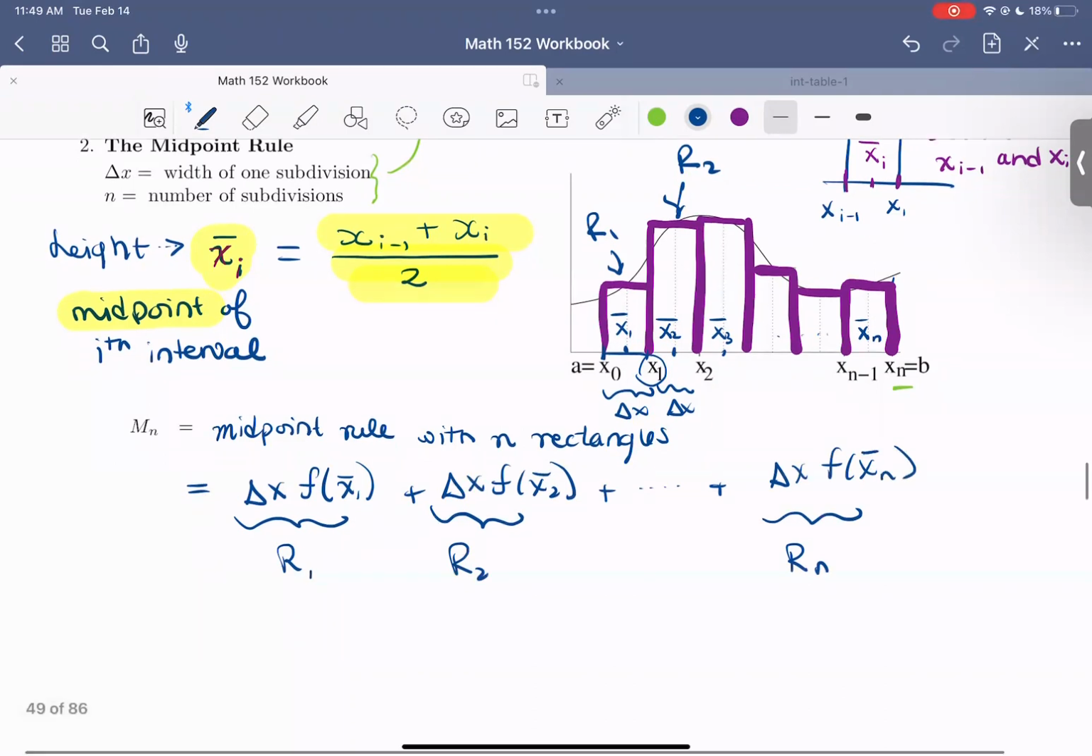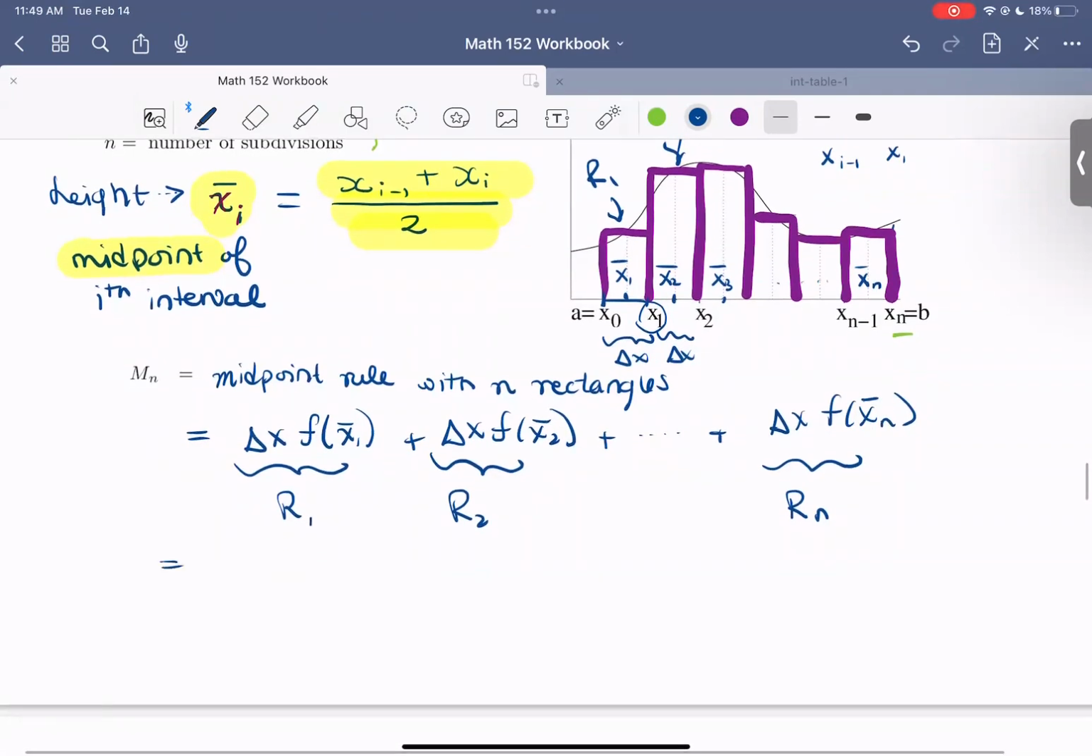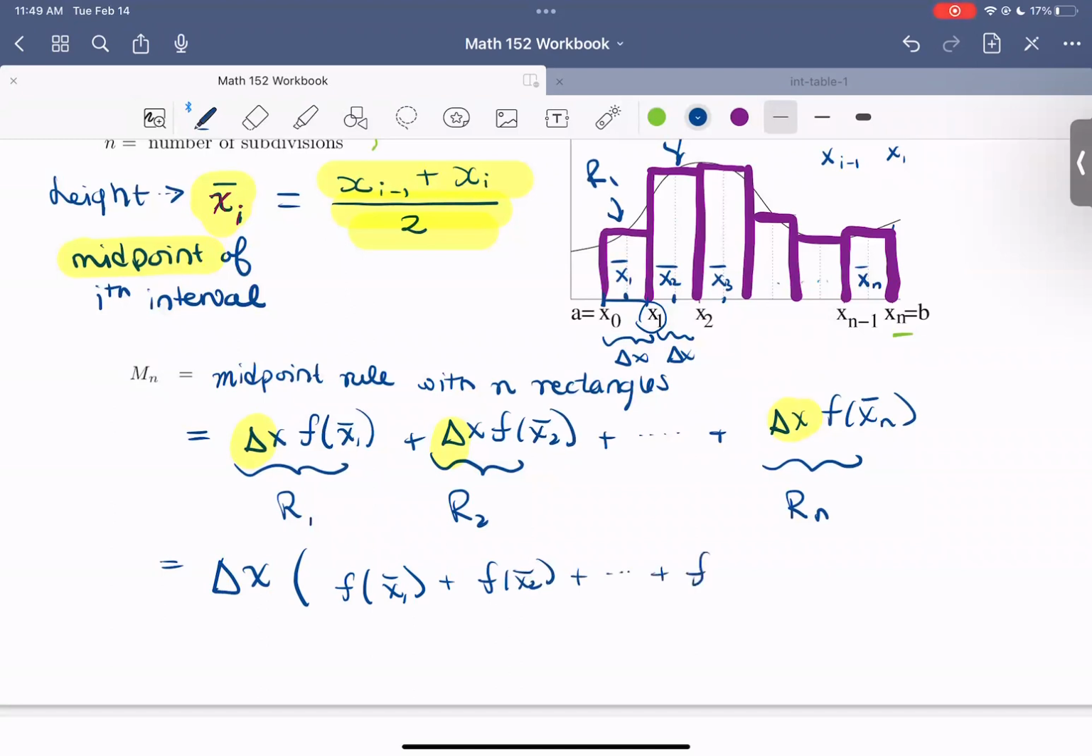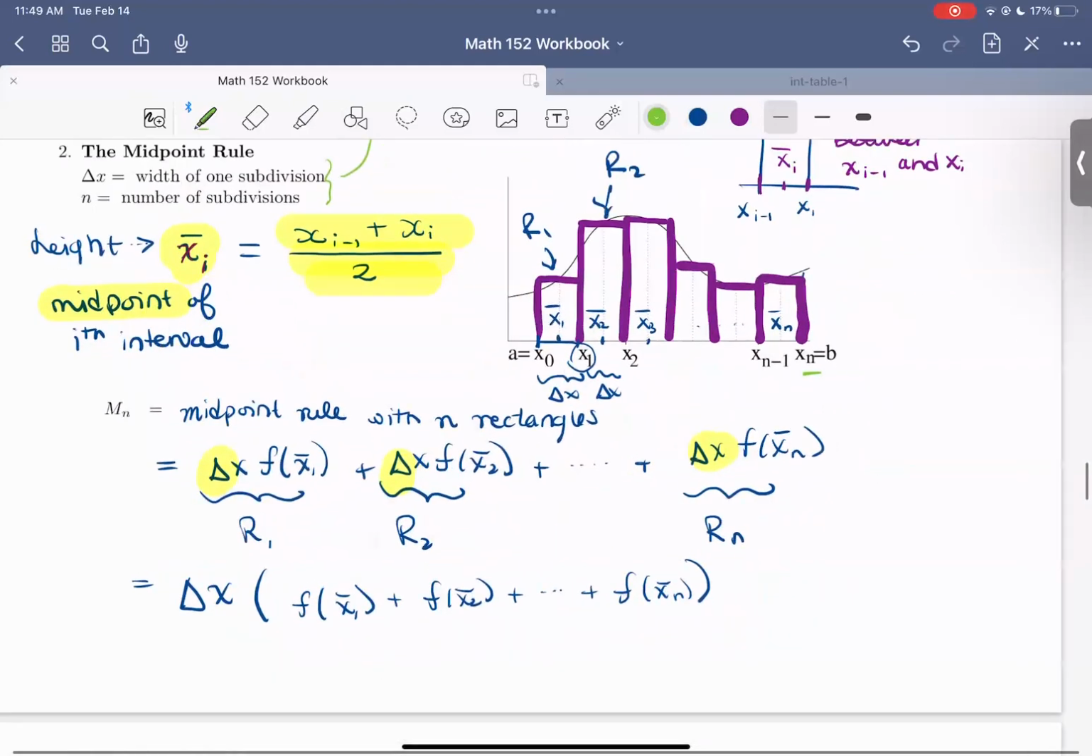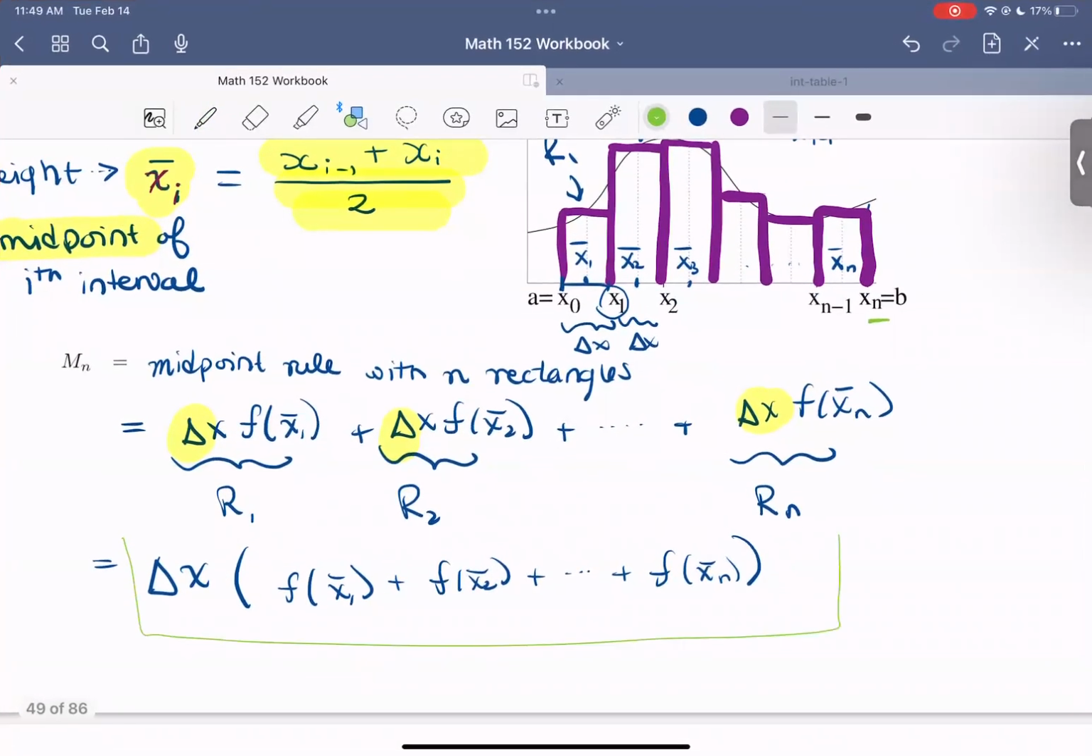Now, similar to the trapezoid rule, we see that there is a delta x term in each of the terms in our sum, so I can factor that out. I just get delta x times f of x sub 1 bar plus f of x sub 2 bar plus all the way until we reach f of x sub n bar. All right, so there we have just derived the formula for the midpoint rule.